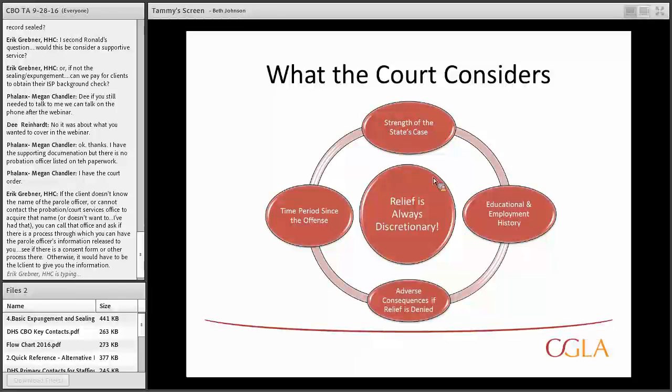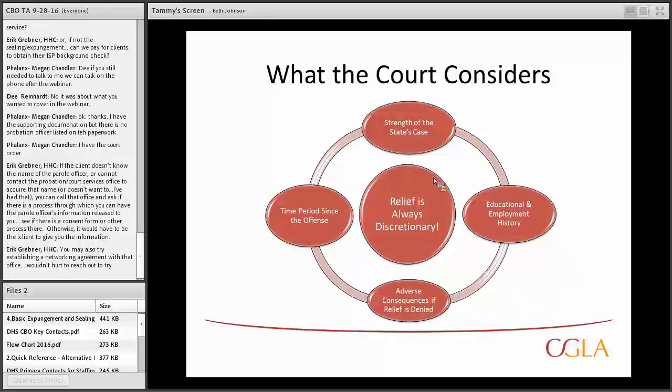And relief is never automatic. It's always discretionary. So the judge doesn't have to, even if you're completely eligible to expunge or seal your records. The state's attorneys are present in these proceedings and they can object. A judge could decide not to seal your records. So these are the things that they look at. The circle that goes around the relief is always discretionary. The strength of the state's case.